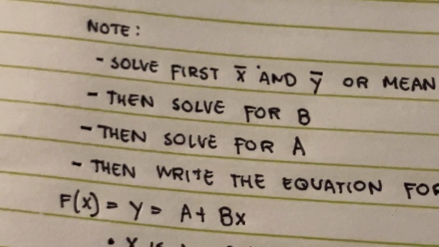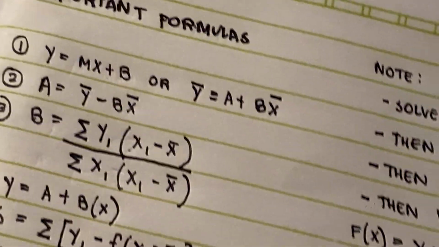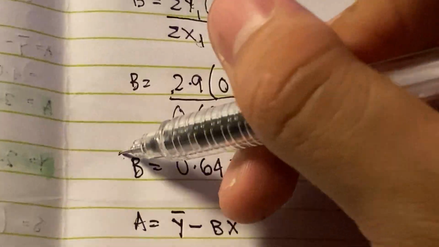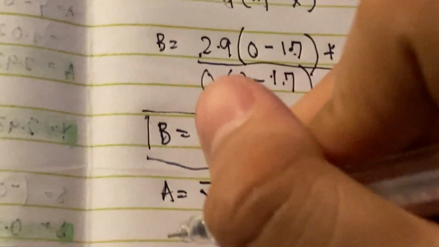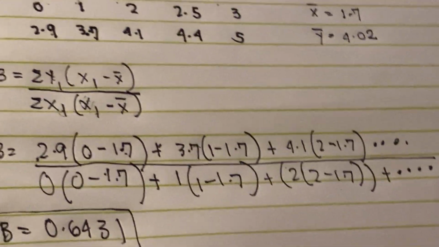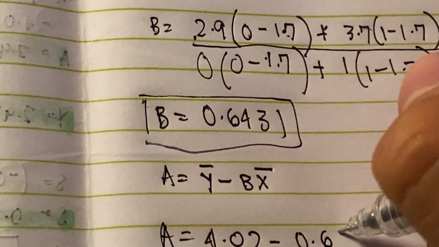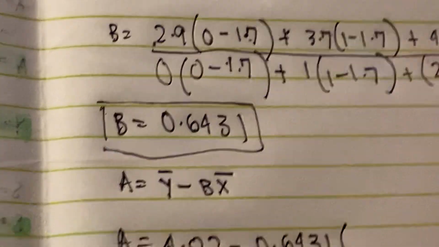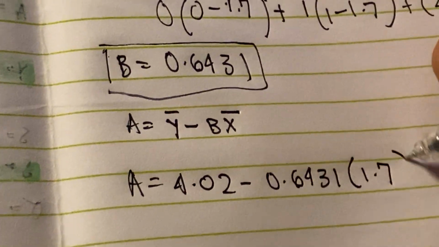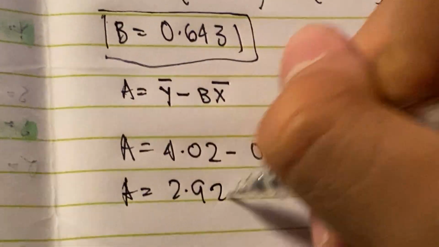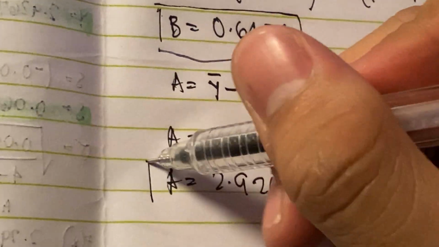So, may value tayo ng b. Meron tayong second step: next step is solve for a. Ang value ng a is y bar minus b times x bar. Meron tayong value ng b, pero wala pa tayong value ng a. So, for a, y bar natin is 4.02 minus b, which is 0.6431 times x bar, which is 1.7. Magkakaroon tayo ng value ng a, which is 2.9267.